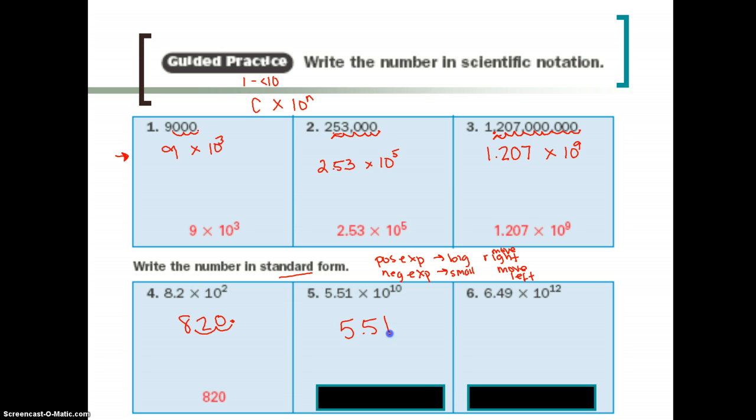Number 5, write down the number, 5.51. 10 decimal places, it's a positive, so I move right. 1, 2, 3, 4, 5, 6, 7, 8, 9, 10. Put those zeros. Make sure you have just enough zeros. Might want to rewrite it. Let's see, 1, 2, 3, 4, 5, 6, 7, 8. So I have thousands, millions, billions, 55 billion, 100 million.